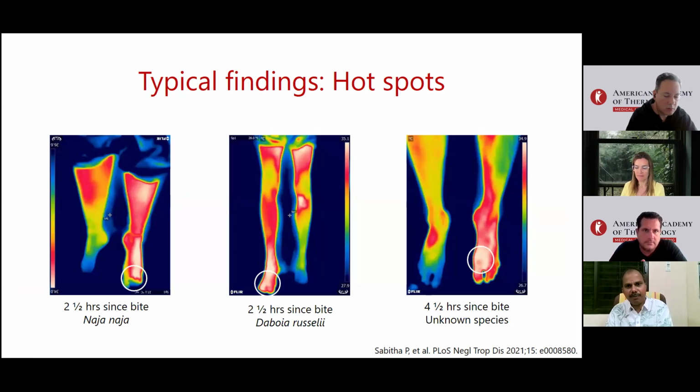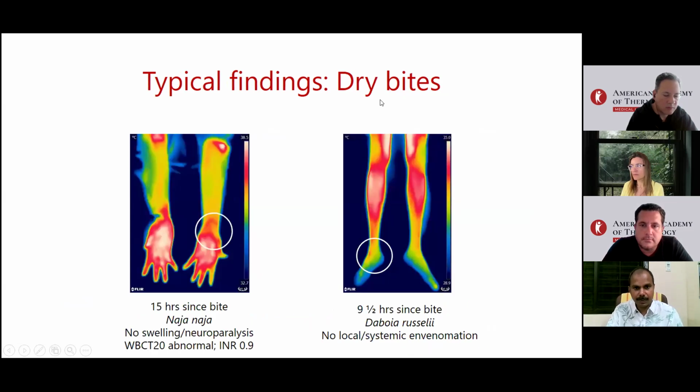This is what we typically find in patients with envenomation. This is a patient who was bitten by a cobra about 2.5 hours ago on the left foot, indicated by a circle, and it's very clear that the left foot has increased temperature. Similarly, this is another patient who was bitten by a Russell's viper on the right foot 2.5 hours back, and this is another patient who was bitten by an unknown snake on the right foot. These all typically show increased temperature over the bitten body part. We call them hot spots.